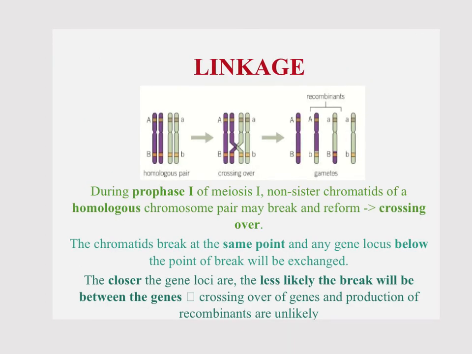During prophase 1 of meiosis 1, because remember, meiosis is made of 2 divisions, and prophase is where we get the condensing and sort of like the shortening and fattening of our chromosomes. Okay. Now, at this stage, non-sister chromatids of a homologous chromosome can cross over and break and reform.